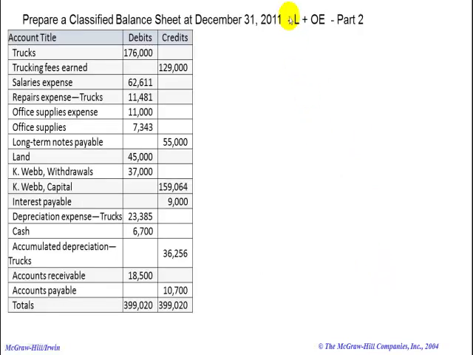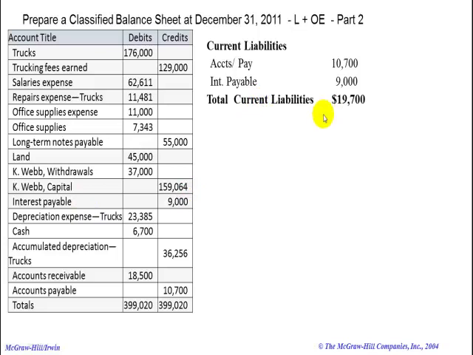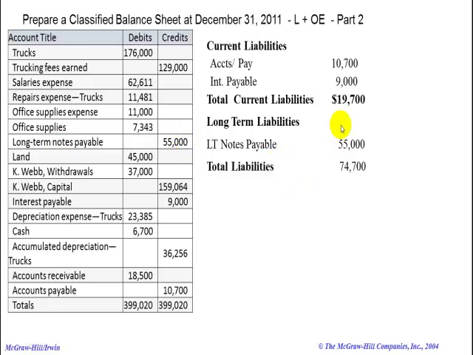And we're ready to go on to the liability and owner's equity section, which is part 2 of this same set of trial balance accounts. So current liabilities from this list, first current liability would be accounts payable, followed by interest payable of $9,000, and that's our total current liabilities of $19,700. Then we've got long-term liabilities, do we have any on here? We have one, which is this long-term notes payable of $55,000. That gives us total liabilities, that is the current plus the long-term, of $74,700.